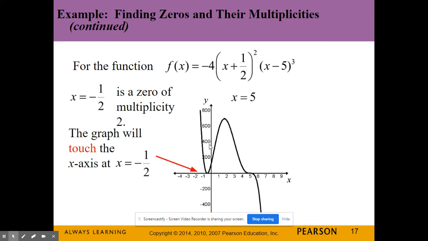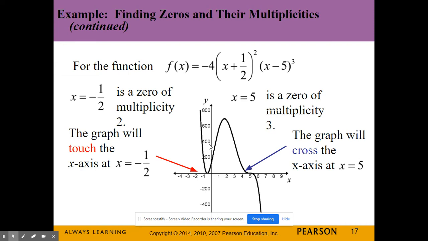So this is just saying what we just talked about. The graph will touch here and then turn around. And here it's crossing through. Touching is because that number was even. Crossing through is because that number was odd.